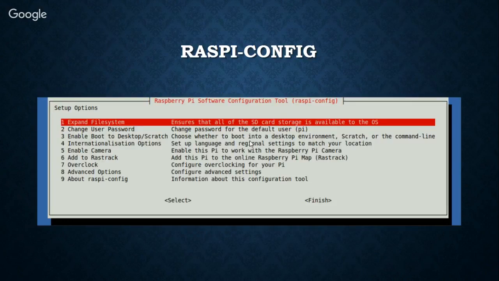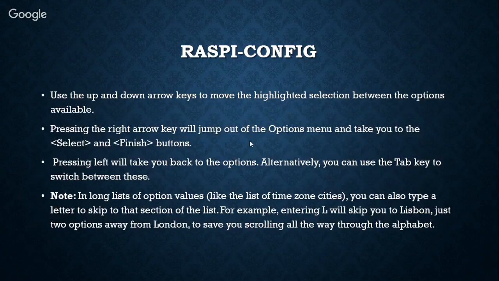This is the raspi-config where you can expand the file system, you can change your password, you can choose whether to boot to the desktop or from some other options. Then you can enable cameras also, you can set up the clock also. Advanced options are also available. My suggestion is not to play with these configuration files. These are automatically set by the default company setup, and nothing is to be done with that. You only have to set up the clock with the exact time available.